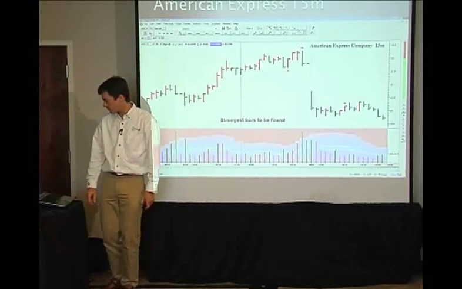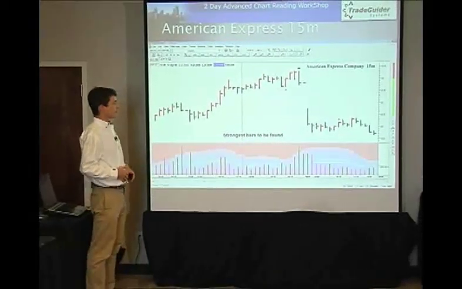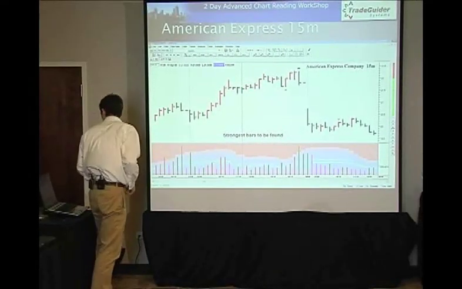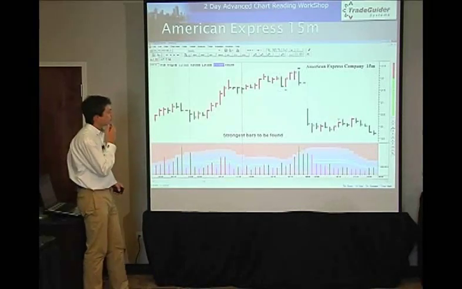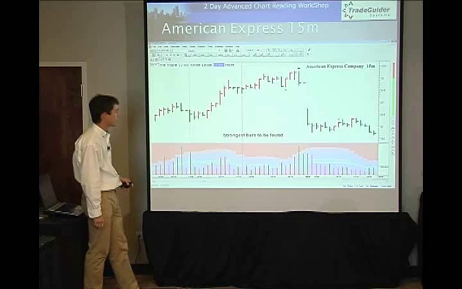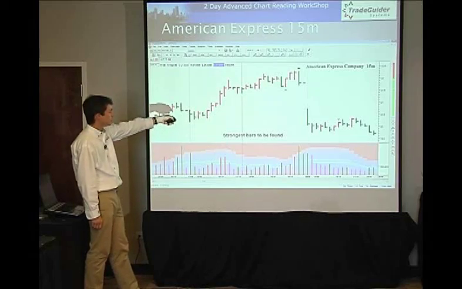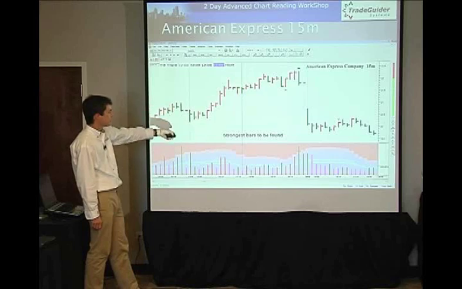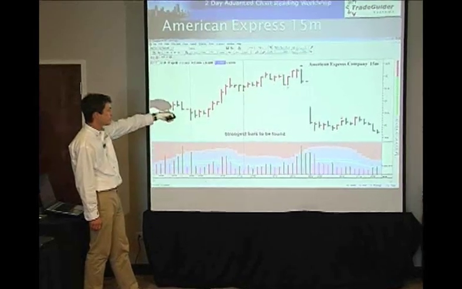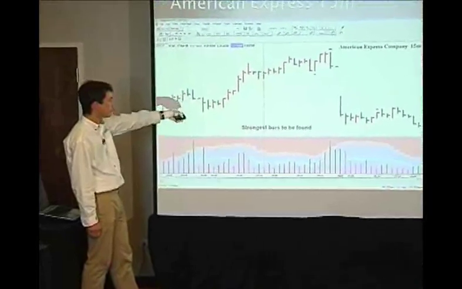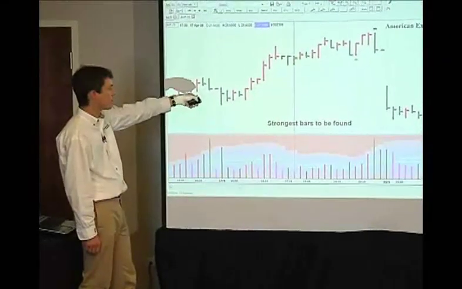Strongest bars to be found. Okay, now this is one that you haven't come across before. The paper that I would normally read off is actually in London, so strongest bars to be found is if you've got a down bar, close on the high, slight increase in the volume, and then a second down bar, close near the highs, volume less than the previous two. That's one of the strongest bars you can have or find.